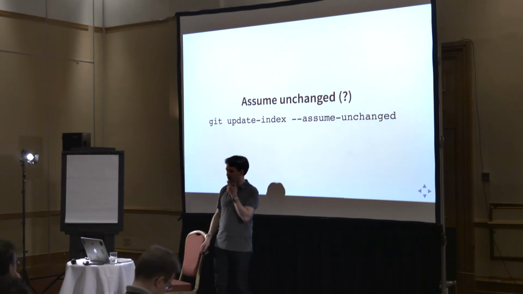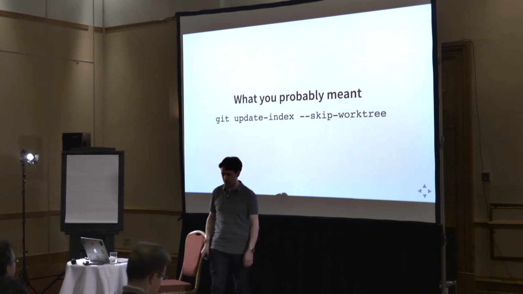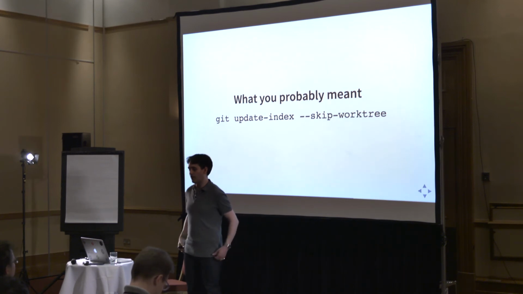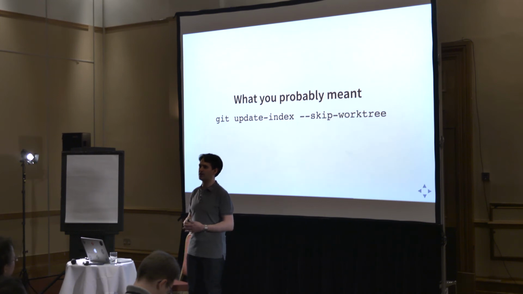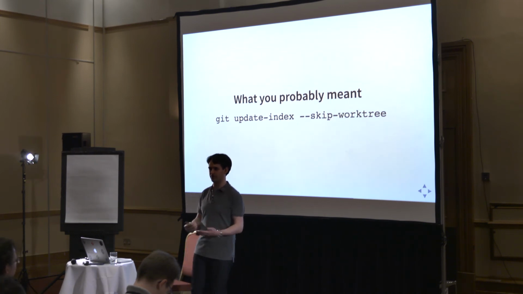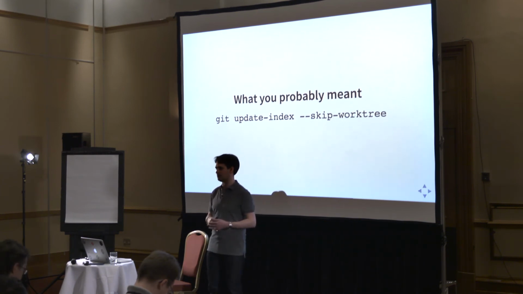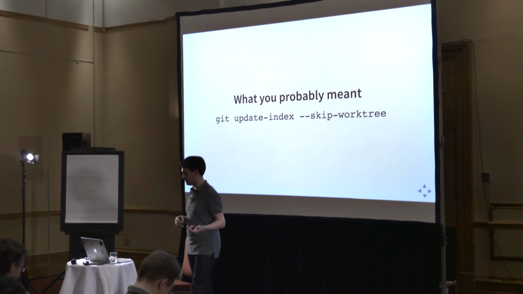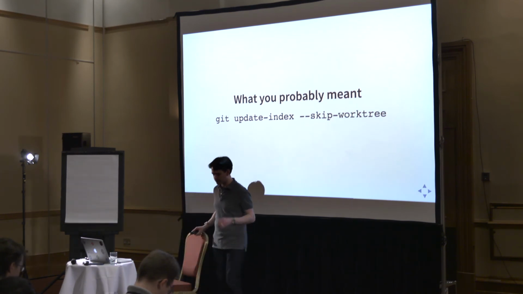The better thing to use for this scenario is the skip worktree bit. And this works in a very similar way. The difference is Git will never touch the worktree for this file. It's pretty much what it says. In this scenario, it just never reads or writes the file at all until you remove the skip worktree bit, if you actually wanted to make some changes to it.